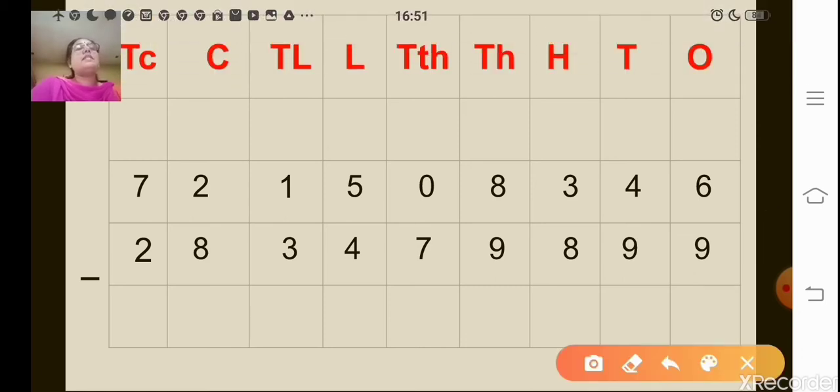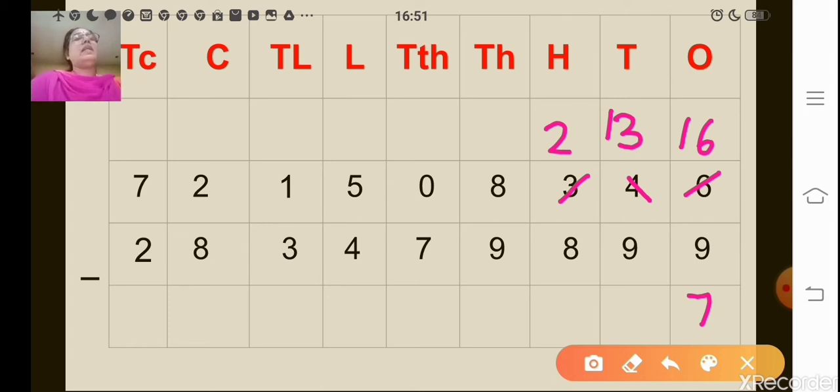In the ones place, 9 cannot be subtracted from 6, so we will borrow from the tens place. This will become 3 and this will become 16. Now 16 minus 9 is 7. When you add 9 plus 7 you should get 16. Now in the tens place again you cannot subtract, so you'll borrow from the hundreds place. This will become the number 13. We'll count the numbers after 9 till 13: 10, 11, 12, 13. So it is 4 here.